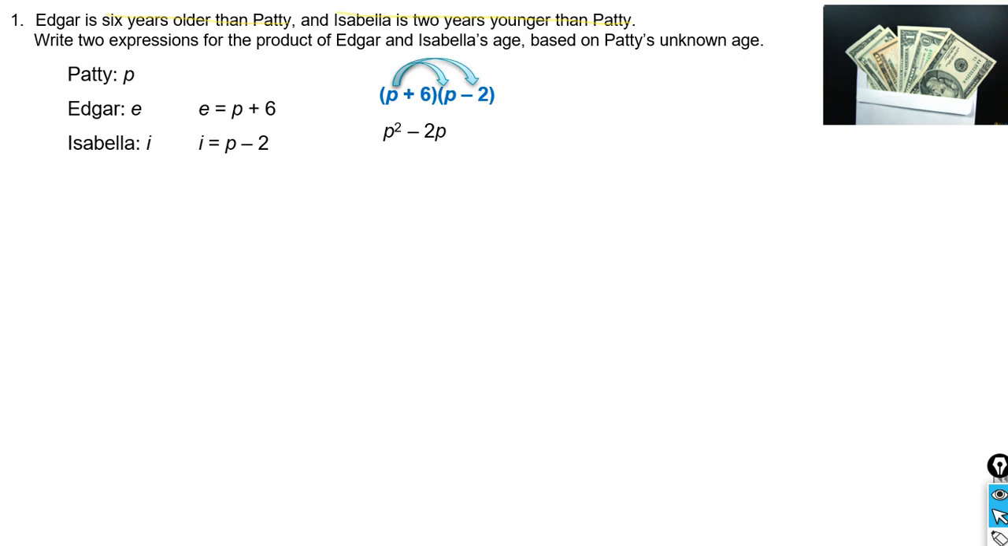And then we'll do the same thing with the 6. We'll multiply 6 times P to get 6P and 6 times -2 to get -12. Next, we're going to simplify our like terms, and we can see that we have -2P and 6P. Those are our like terms, so we can combine those together. And we end up with P squared plus 4P minus 12. This is what represents the product of Edgar and Isabella's age based on Patty's unknown age.